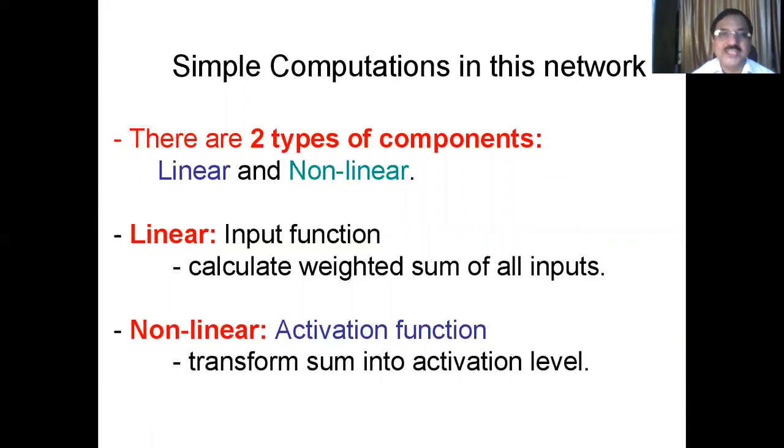How can you differentiate? In the linear network, the input function calculates the weighted sum of all inputs. This is very simple. You have the weights W12, W13, W24, W23, W35, W45. So all the weights are summed, and the sum may be calculated in a linear form. In the non-linear network, there must be some activation function, that is some mathematical expression which transforms the sum into some activation level.